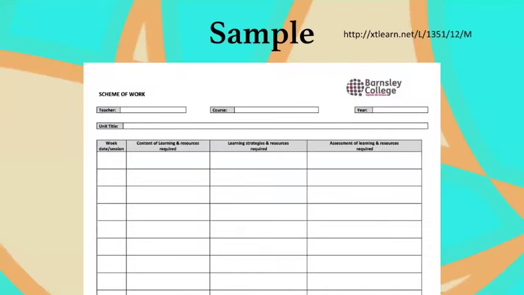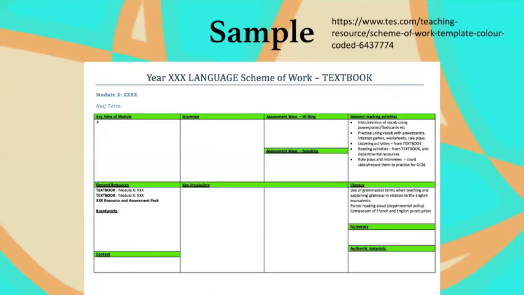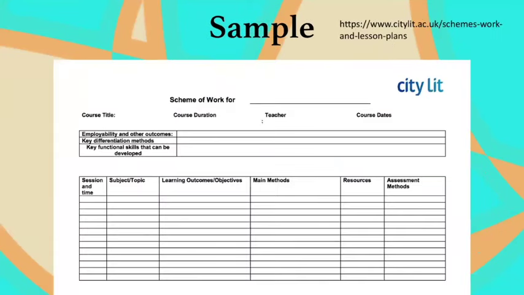Here's a sample from the internet. This is from xtlearn.net. Here's another sample for language. So it's a textbook type class where the subject has to go through the particular textbook that's been issued by the school. And so they've got extra columns and boxes to fill in. And then from CityLit, you can find another version. They're all similar. You can modify it, or you could come up with your own, but the general idea is the same.